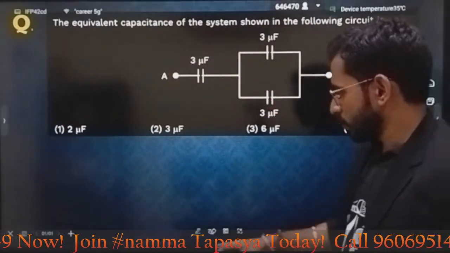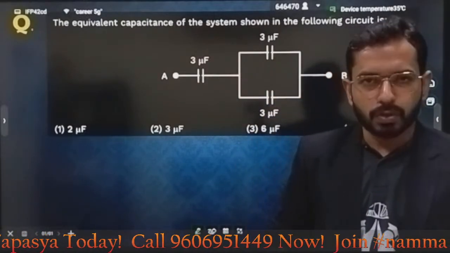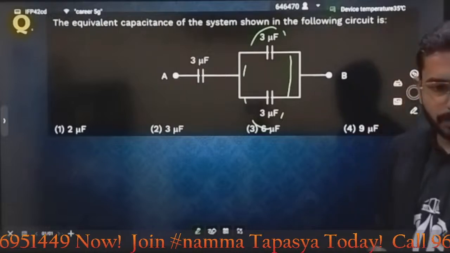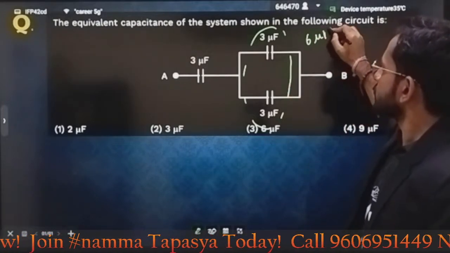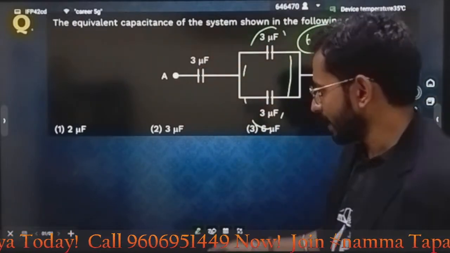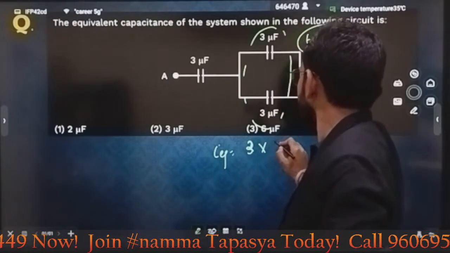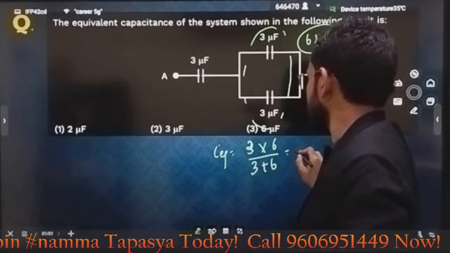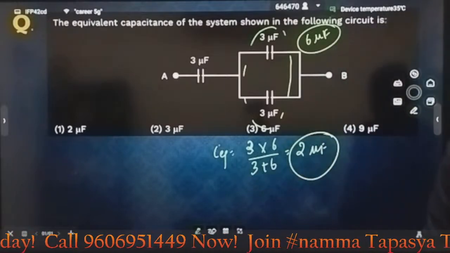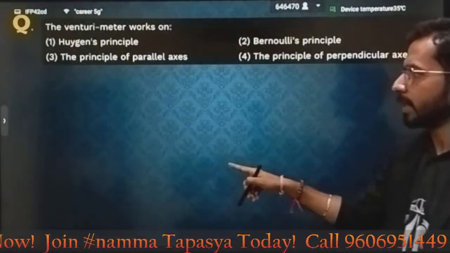Now if anyone wants to write it, but otherwise I will say that these questions can be solved orally, very easy questions. So you should solve it orally. See, this combination is going to give you a parallel combination, that means it is going to give you 6 microfarad, correct? And this 6 microfarad and this 3 microfarad are going to be in series. That means I can write C effective or C equivalent, sorry, 3 into 6 divided by 3 plus 6. Write it down, it will be 2 microfarad. Option A, correct? I have solved it just if anyone wants the reference. Otherwise, these questions should be solved very orally.